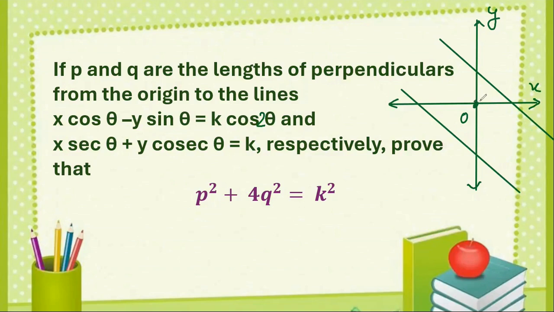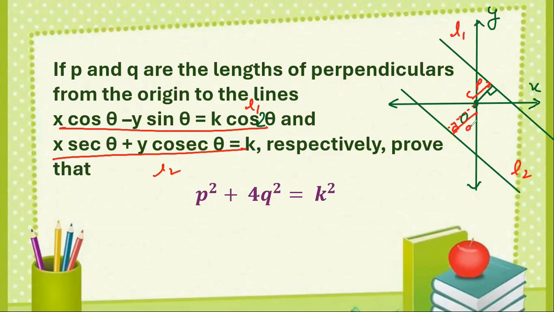So if I draw the perpendicular from here like this, right? And if I draw the perpendicular from the origin on line L2. So let's say this is line L1, this is line L2. This equation is for line L1 and this equation we have for line L2, right? The length of the perpendicular is P. So for this one, I am taking this length as P and for this one, I am taking this length as Q.